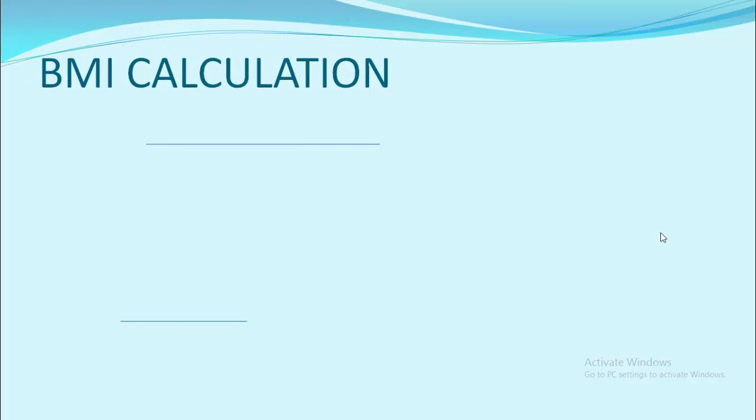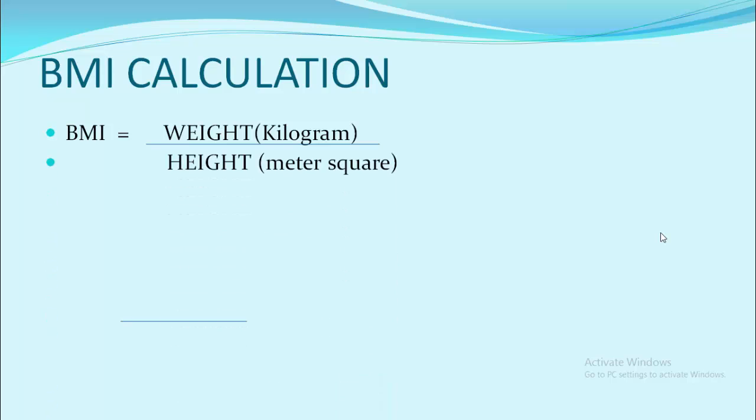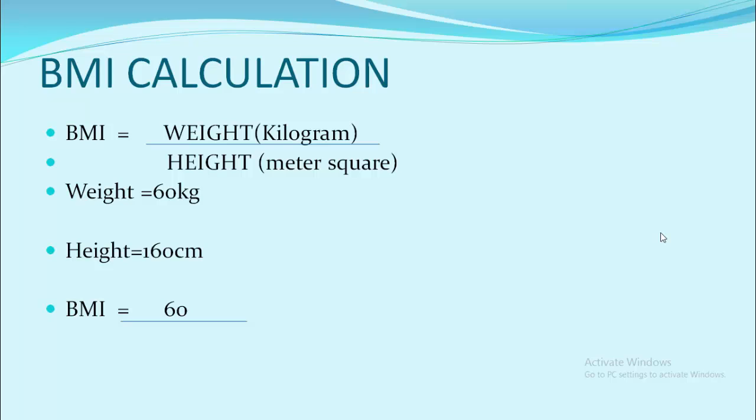BMI calculation is very simple: weight in kilograms divided by height in meters squared. Consider a person who has a weight of 60 kilograms and a height of 160 centimeters. How can we calculate the BMI for it? Apply it to the formula. BMI is weight divided by height in meters squared.